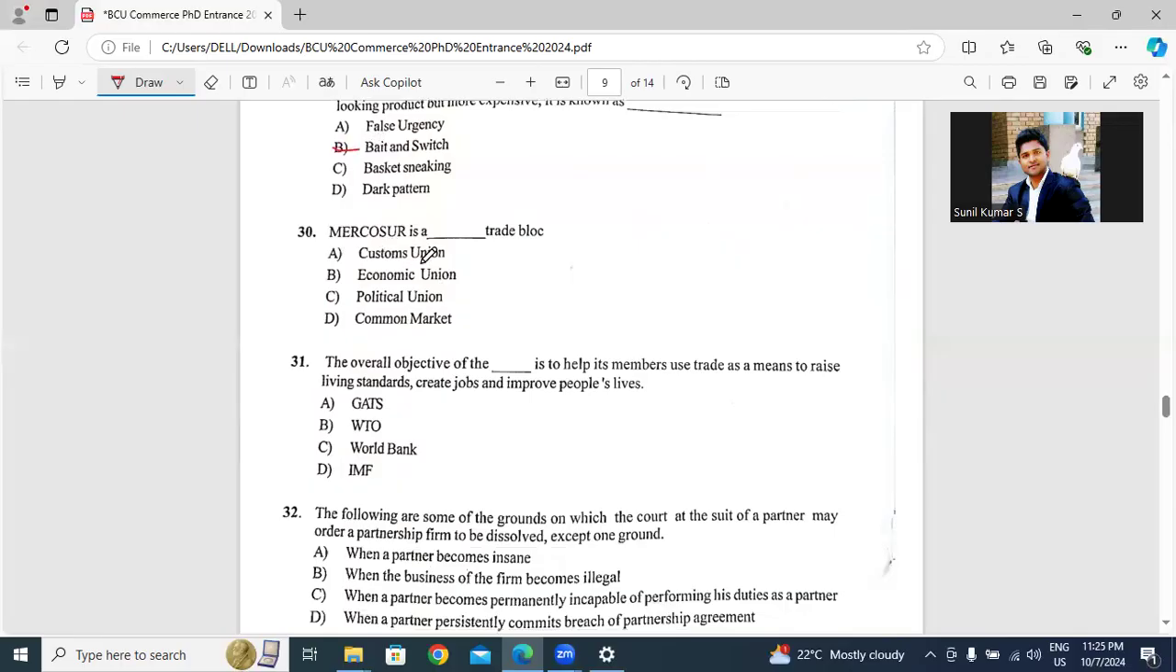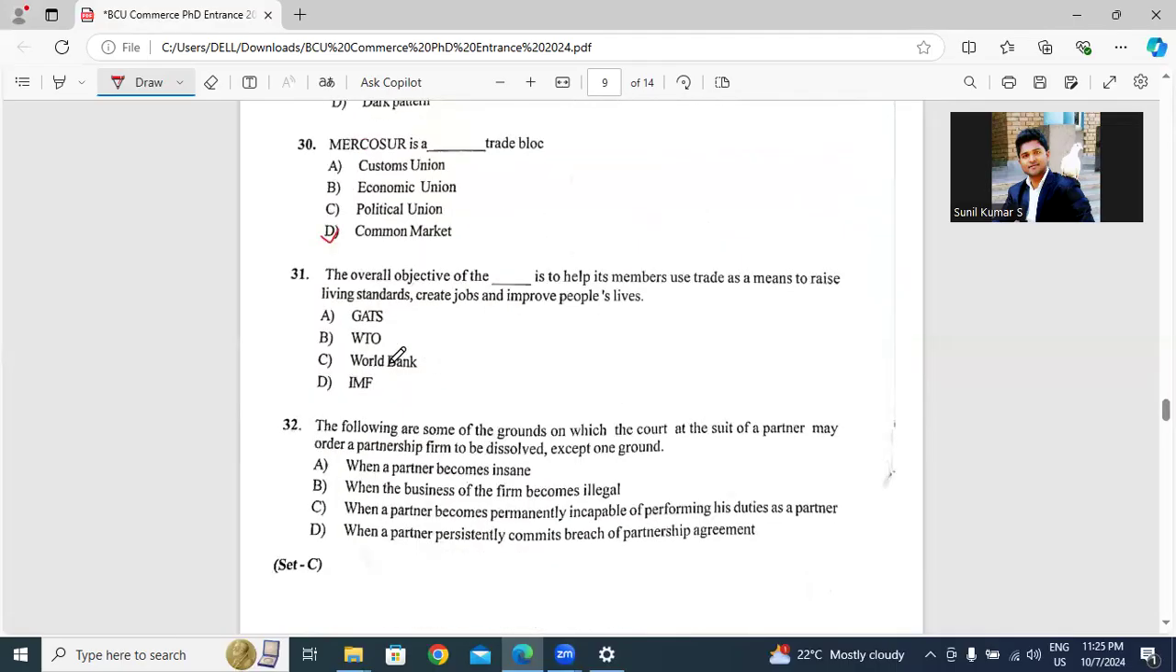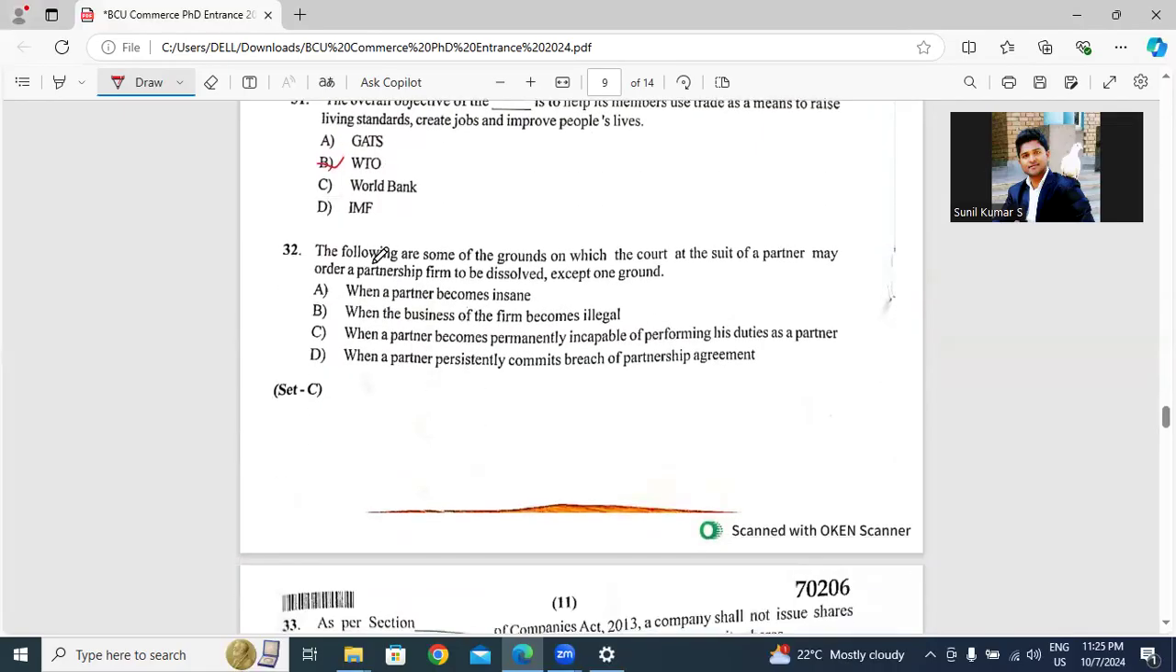Next, Mercosur is a dash trade bloc. Definitely, it is not an economic union trade bloc and not a political or customs union trade bloc. It is nothing but a common market. The overall objective of the dash is to help its members use trade as a means to raise living standards, create jobs, improving people's life. Answer is WTO, World Trade Organization.